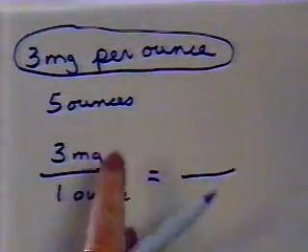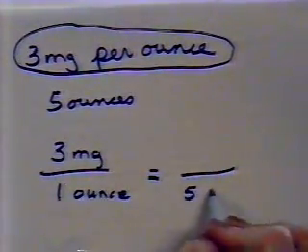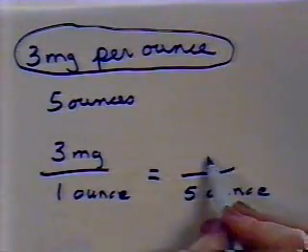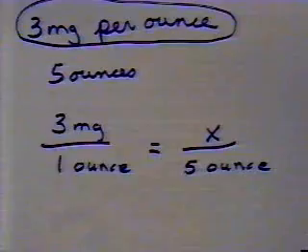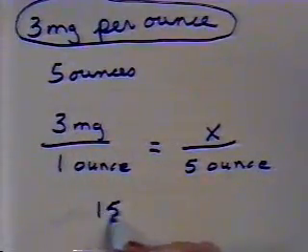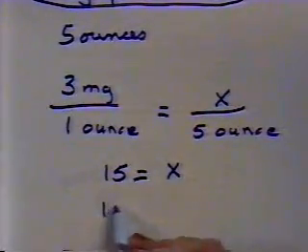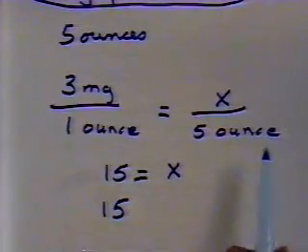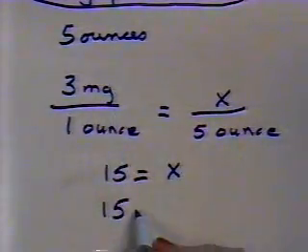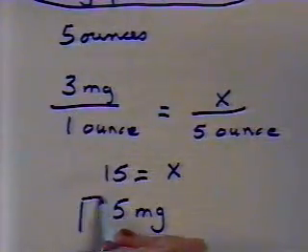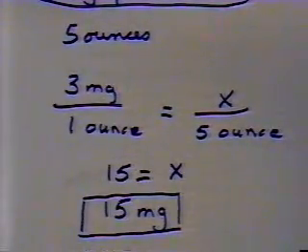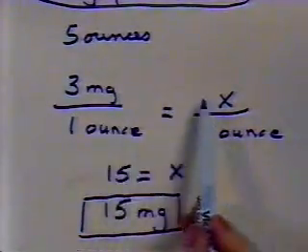Now, if I kept my label, I see that the 5 does belong on the bottom. So my X is here. 3 times 5 is 15. 1 times X is just X. All of these have to be labeled. And the X this time is milligrams. We can tell the X is milligrams because it's across from the milligrams.